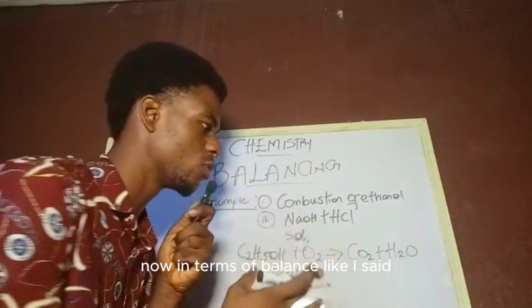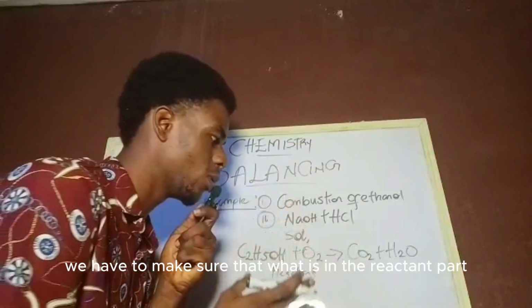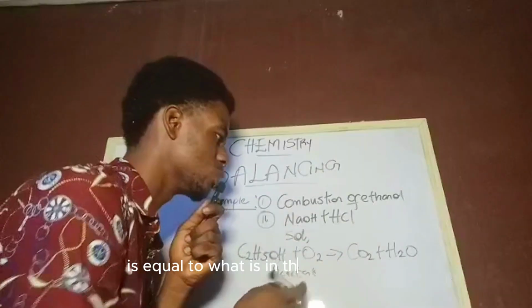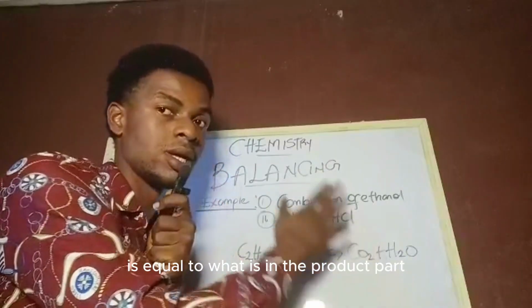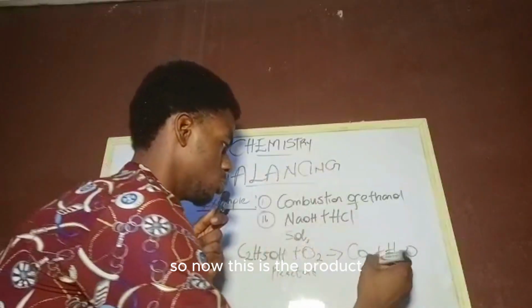Now, in terms of balance, like I said, we have to make sure that what is in the reactant part is equal to what is in the product part. So now this is the product.